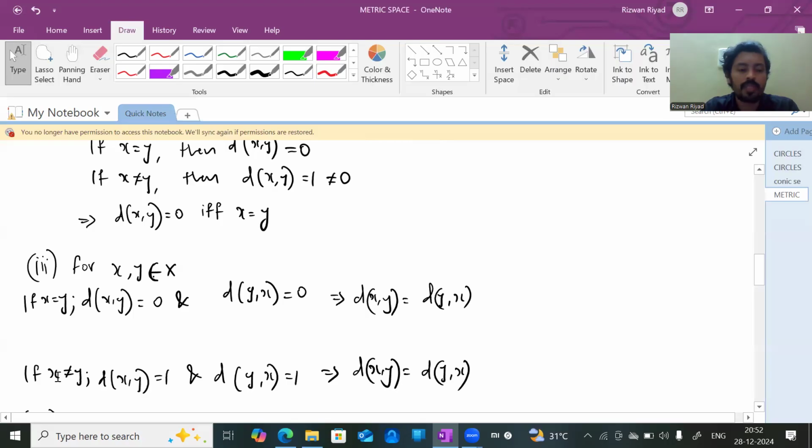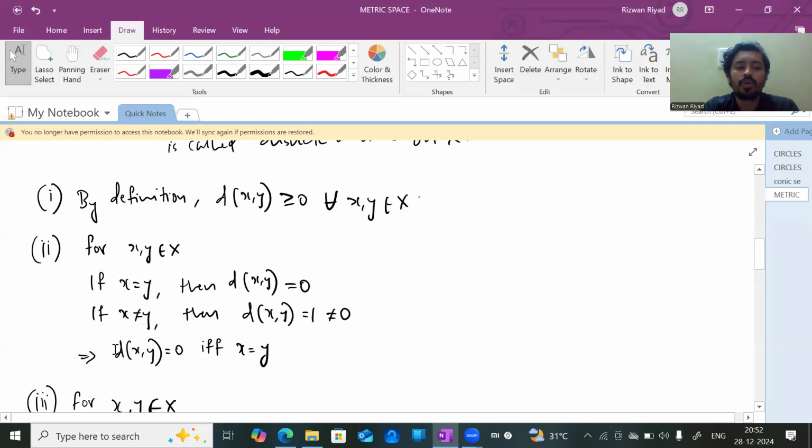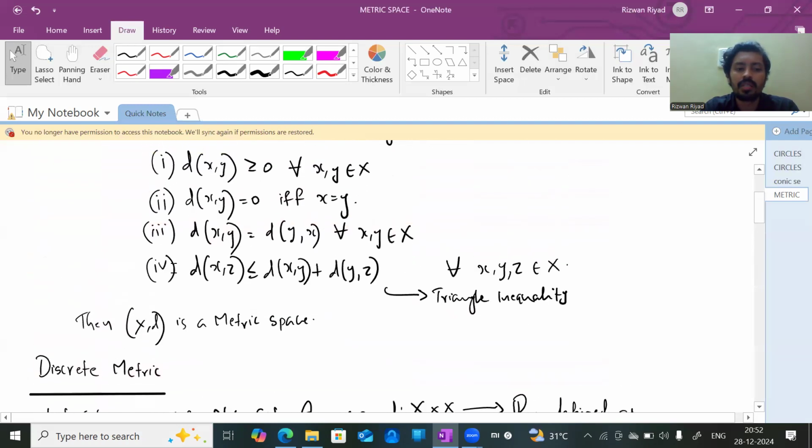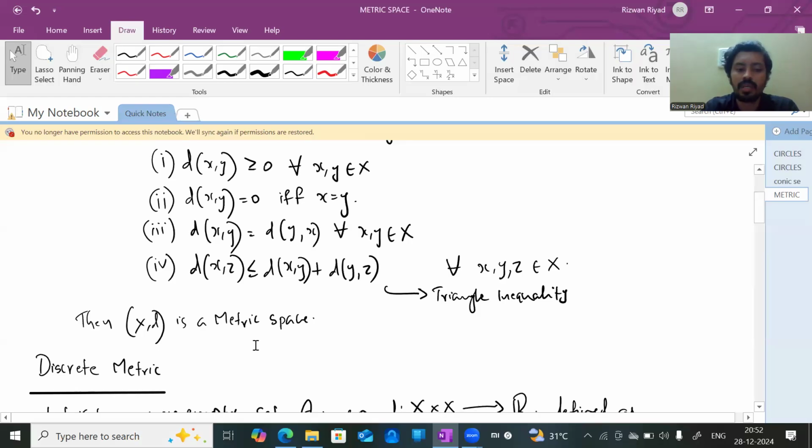Second possibility means what? x and y are not equal. They are unequal. That is the second possibility. Okay. Now we will prove that for these two possibilities, this third condition is also satisfied. First case, x equal to y. Second case, x not equal to y. In both of these cases, you can see that d of xy and d of yx are equal.